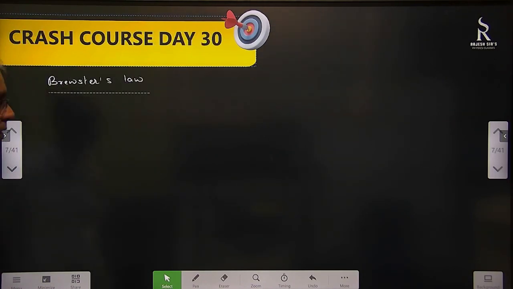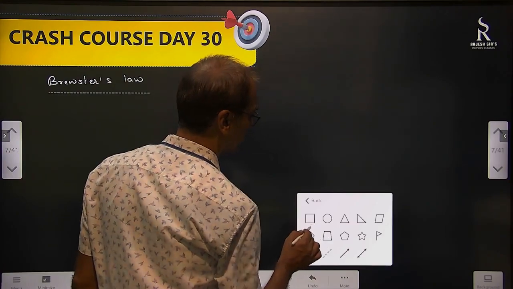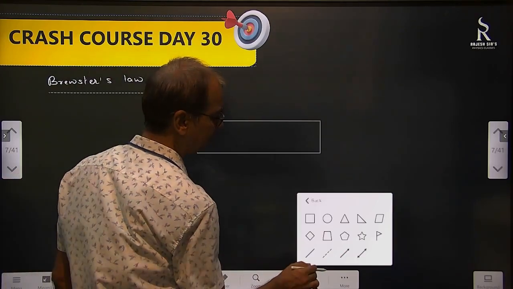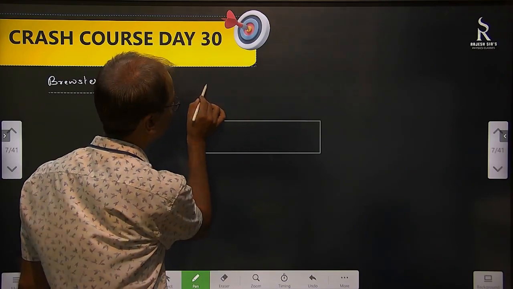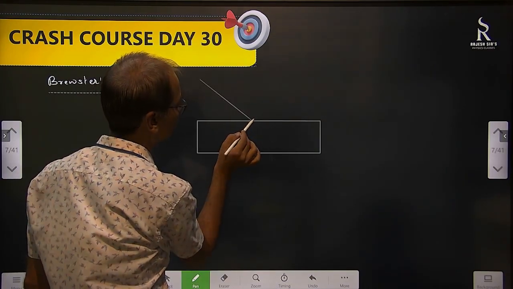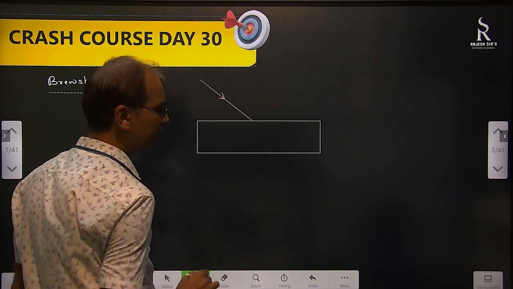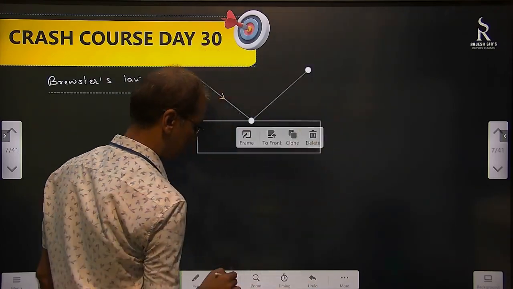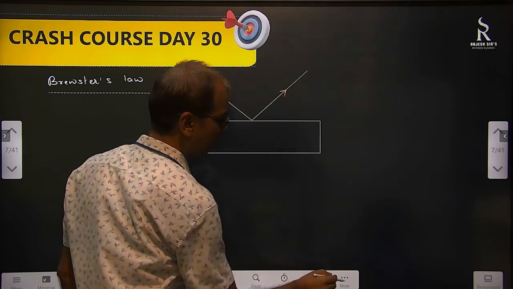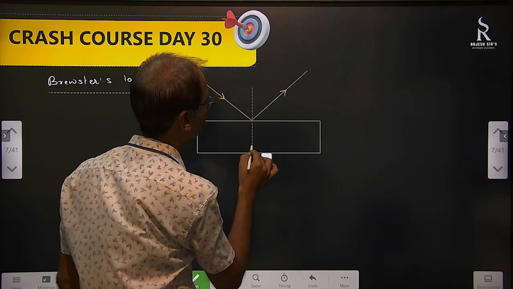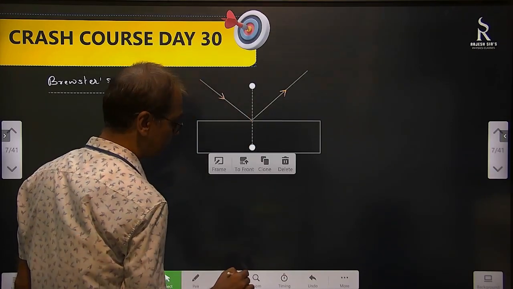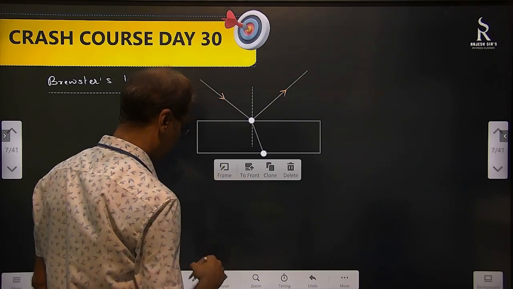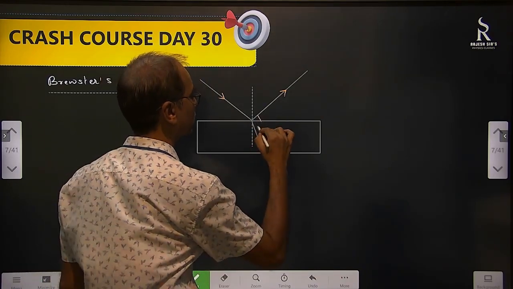Then what do we have? We have Brewster's law. Brewster's law says that if unpolarized light is entering into a medium in such a way that there is reflected light as well as refracted light, there is reflection as well as refraction, and the reflection and refraction are such that both are perpendicular to each other. This angle is 90.